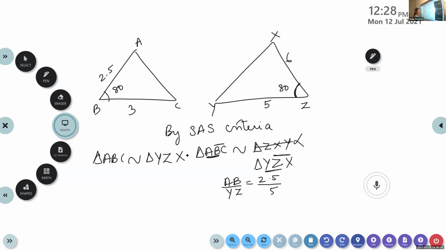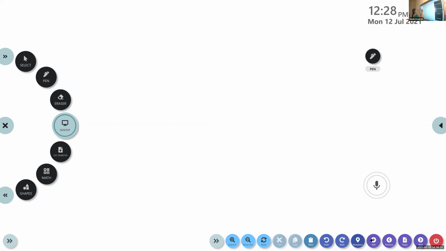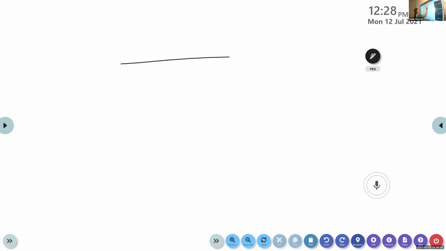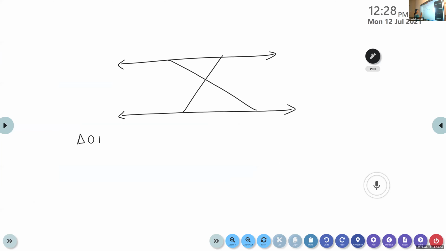Okay. Now, write the next one, children. One figure is given. Write the question. In the following figure, triangle ODC is similar to triangle OBA.